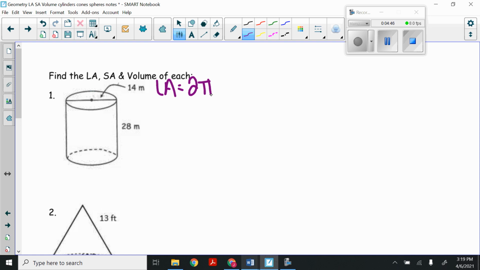If my diameter is 14, then my radius is half of that, 7. So times 7 times the height, 28. We're going to leave these in terms of pi, so we're not going to multiply by pi. So 7 times 2 is 14, times 28, is 392 pi square meters.